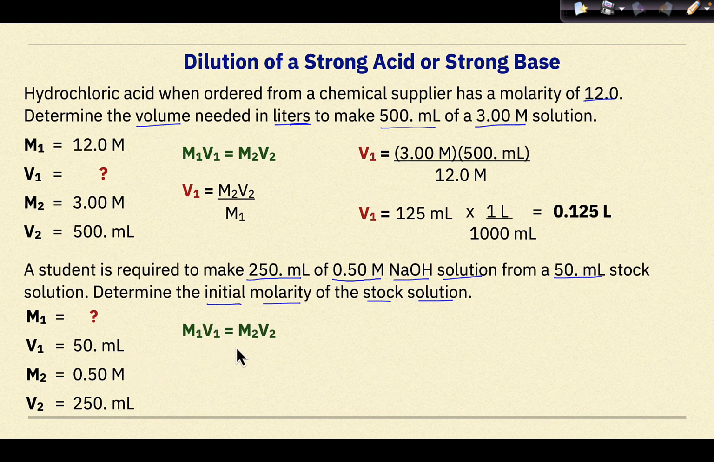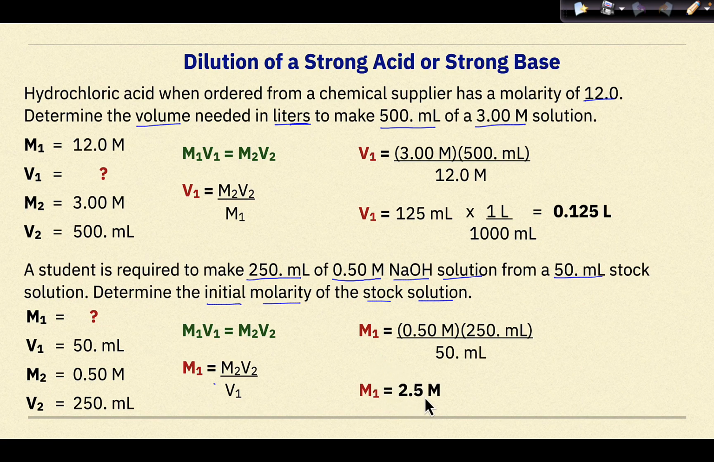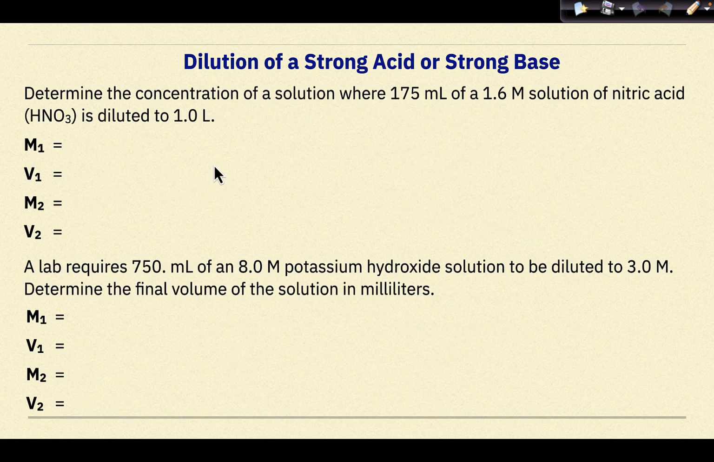So we start by writing the general formula for dilution. We'll rearrange this formula to solve for our unknown, which is M1. Next, we'll plug in the values that are given to us in the stimulus. Solving for our unknown, the initial molarity is 2.5 molar to the correct number of significant figures. Let's look at another example.